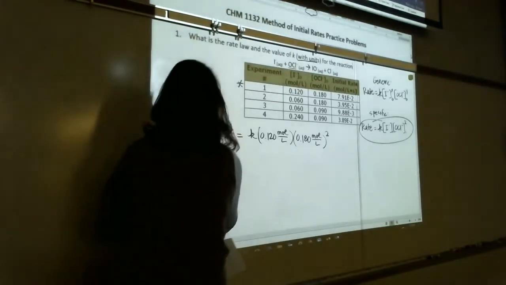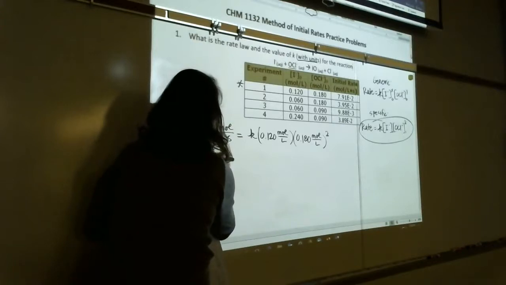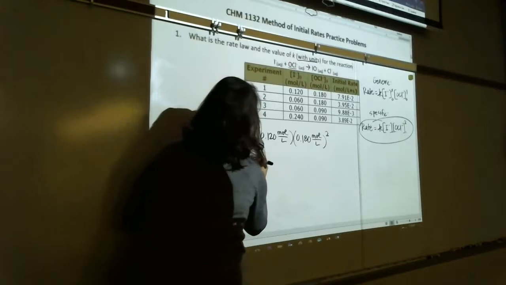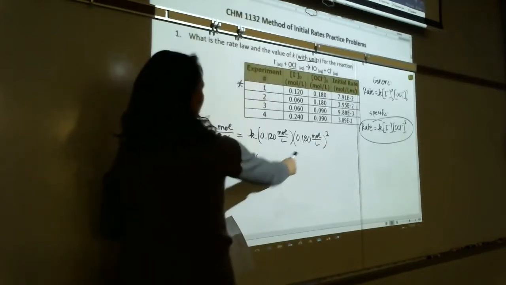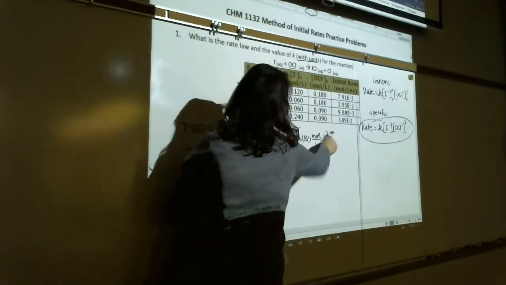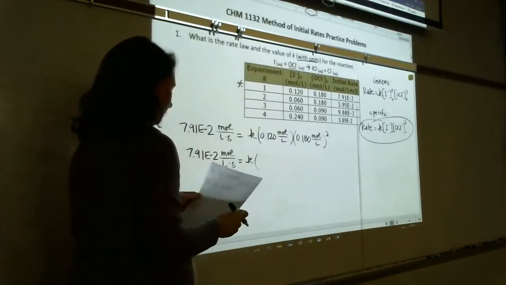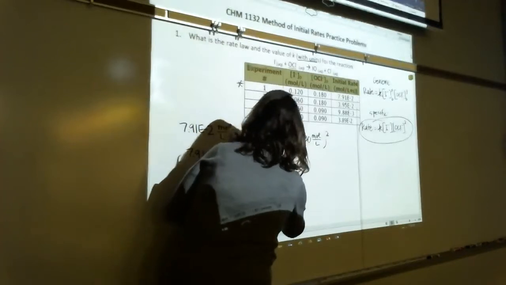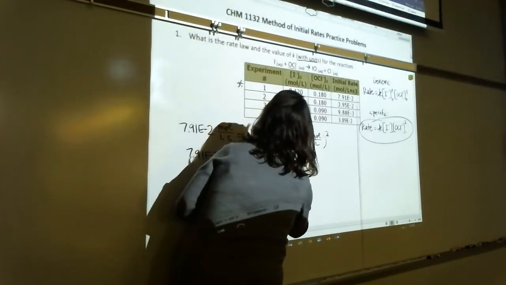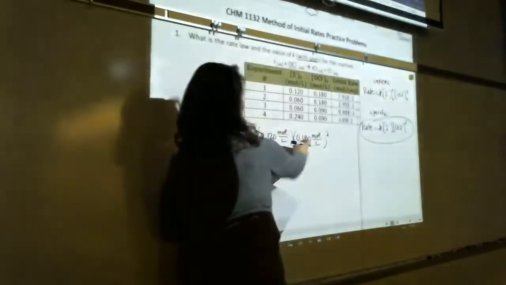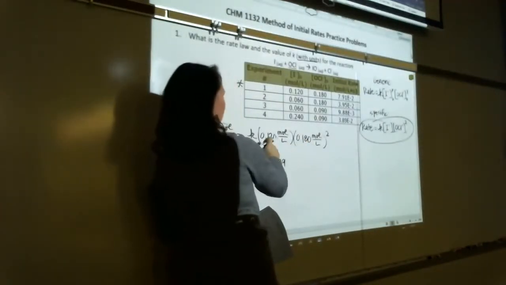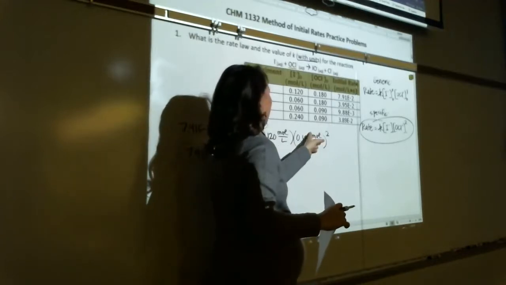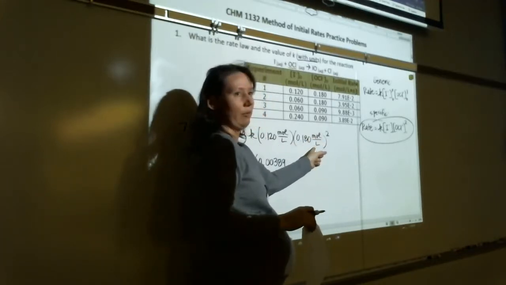Now we just do some algebra, right? So this just comes straight down. 7.91 times 10 to the negative 2 moles per liter second is equal to K times 0.18 squared times 0.12. I got 0.00389. That is 0.18 squared times 0.12. That's what I got here. Now, in terms of my units, when I square moles per liter times moles per liter, what does that give me?